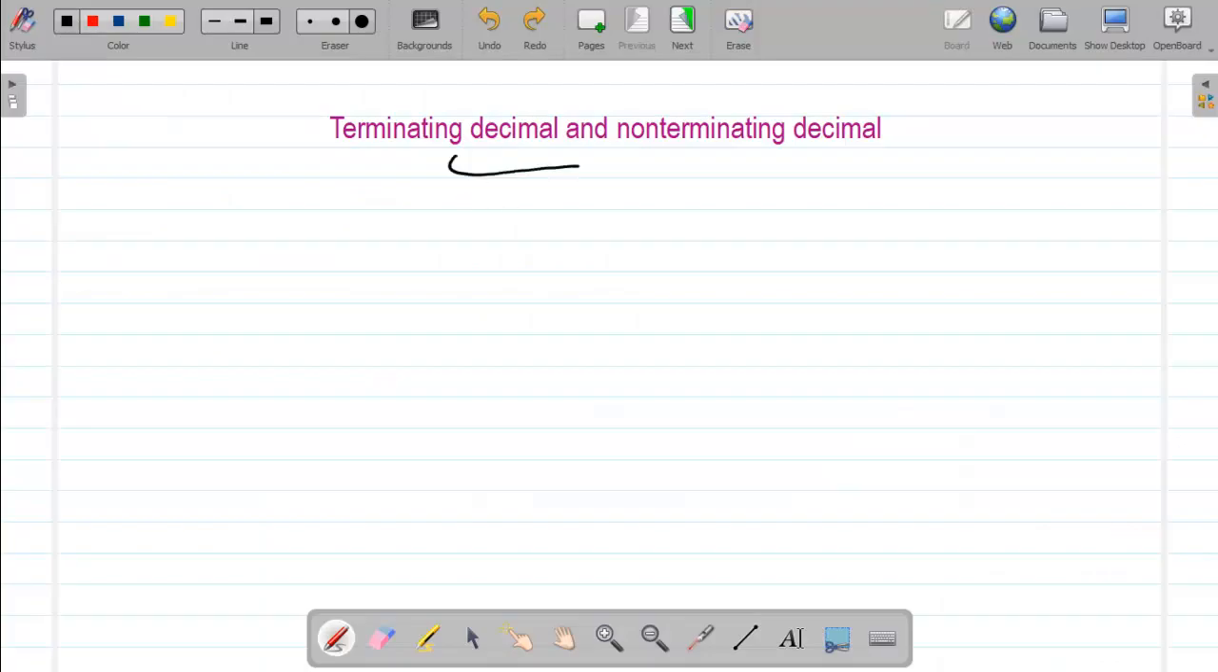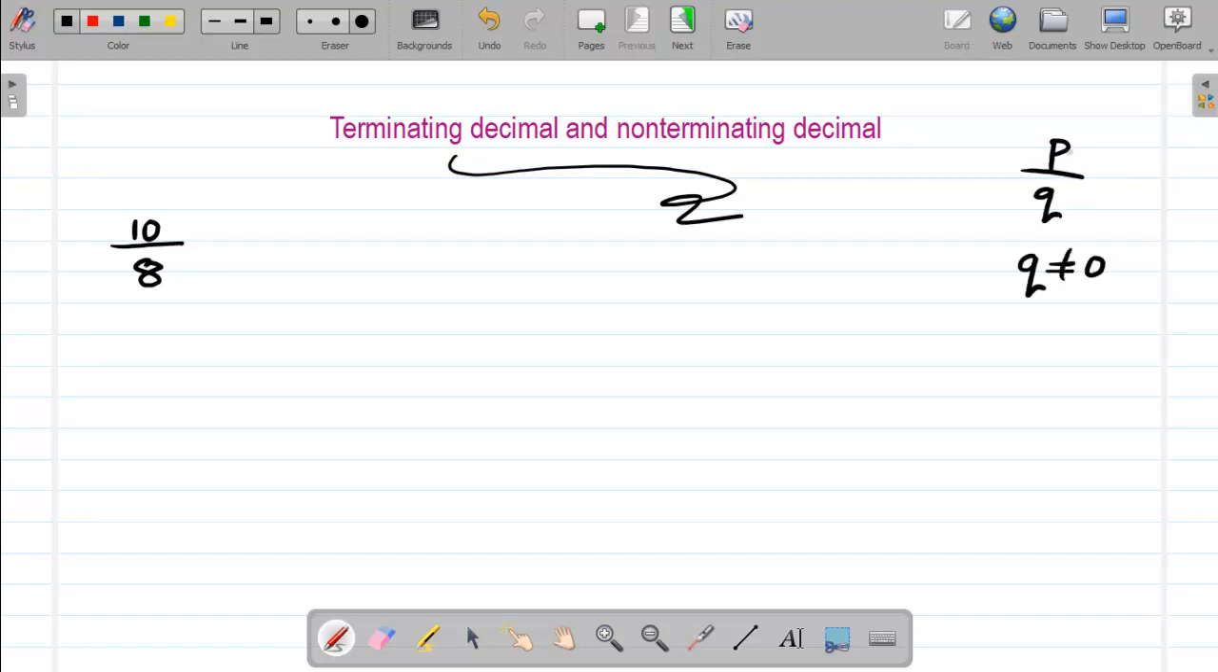Today we are going to see about terminating decimals and non-terminating decimals. Now what do you mean by a terminating decimal and a non-terminating decimal? Here we can take a rational number, that is 10 by 8. 10 by 8 is a rational number because it is a number that can be written in the form of p by q, where q is not equal to 0. This type of number is called a rational number.